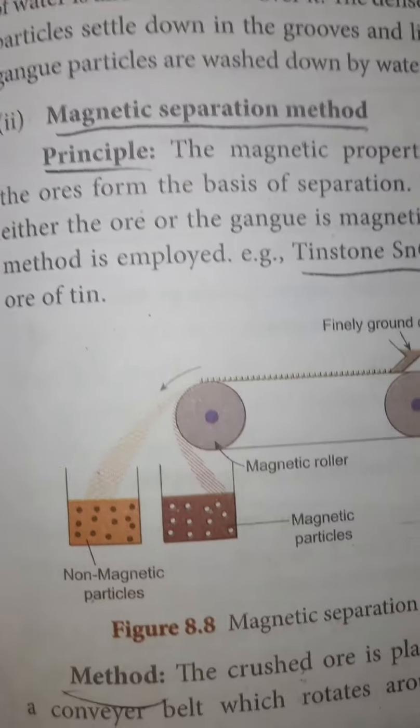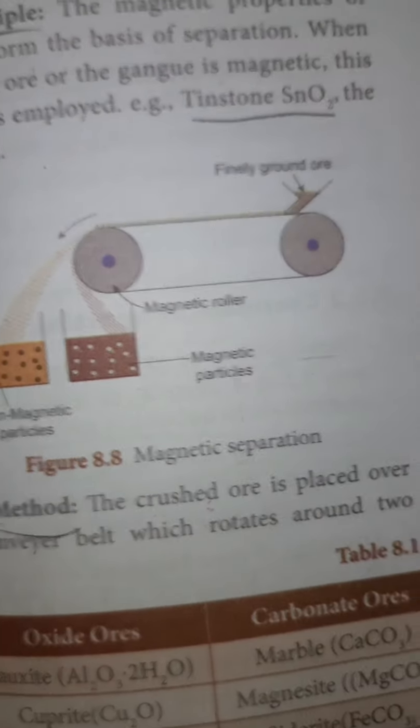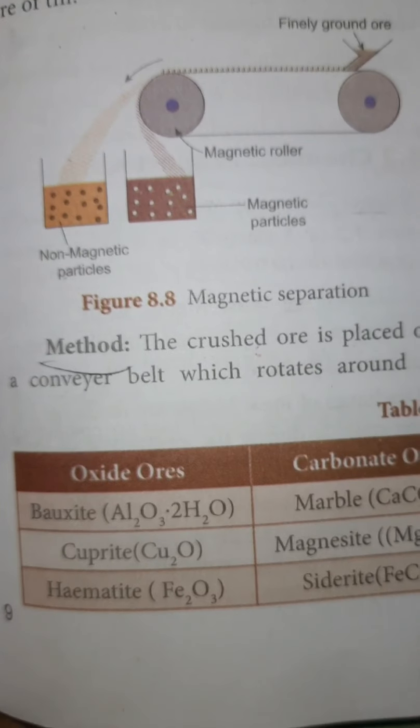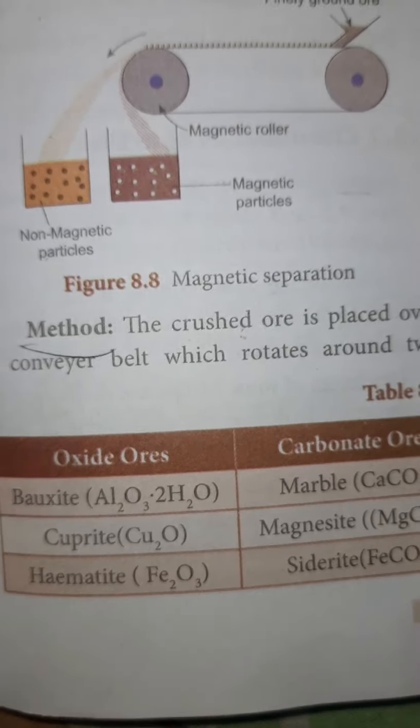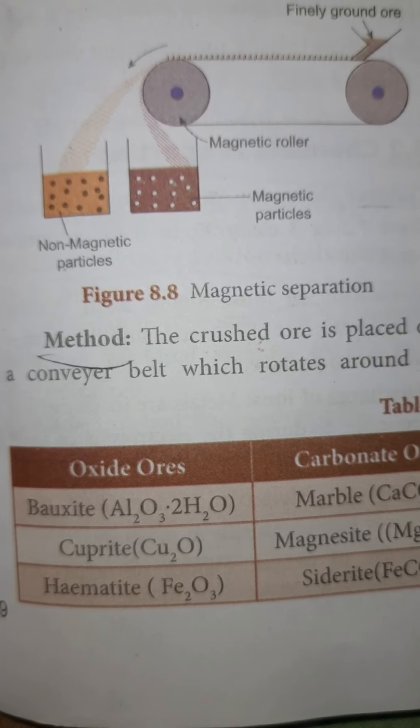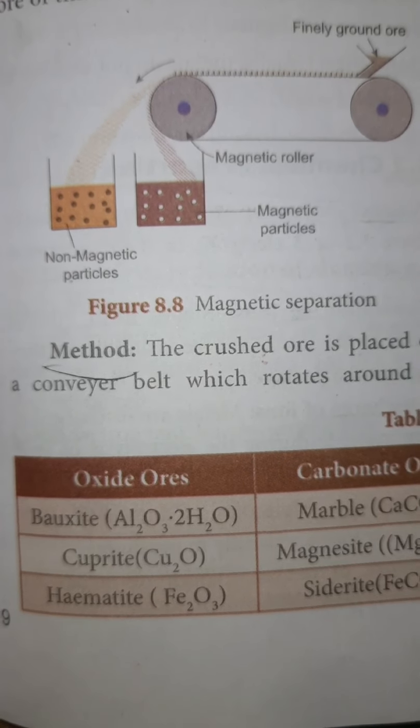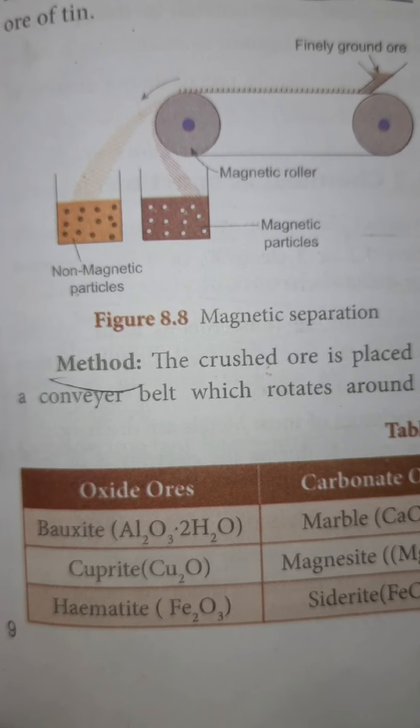Then only the magnetic separation method. Can you see the picture? The magnetic properties of ores form the basis of separation. When either the ore or the gangue is magnetic, this method is employed. Examples of tungsten.